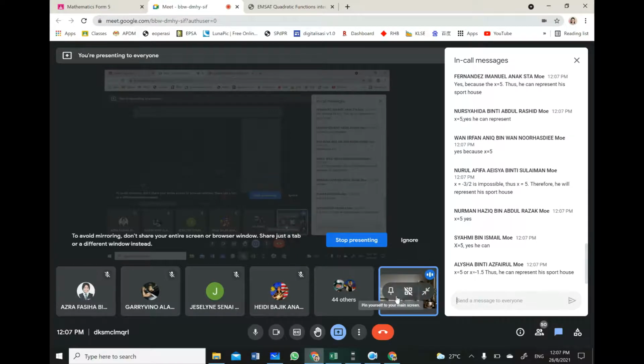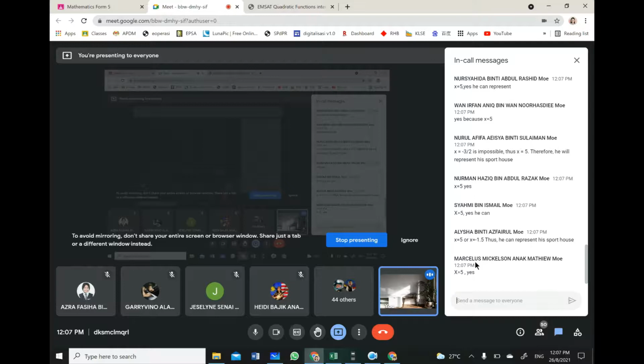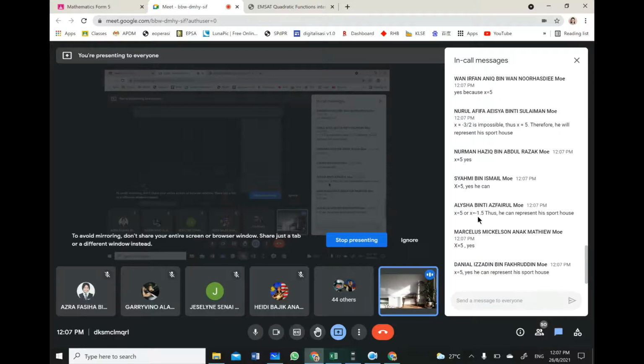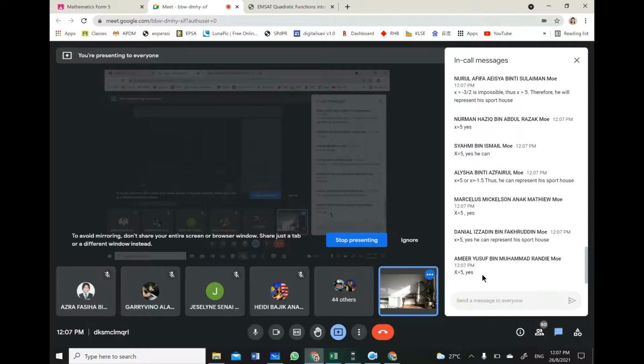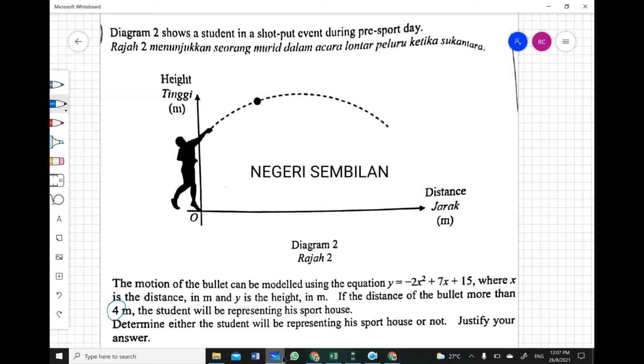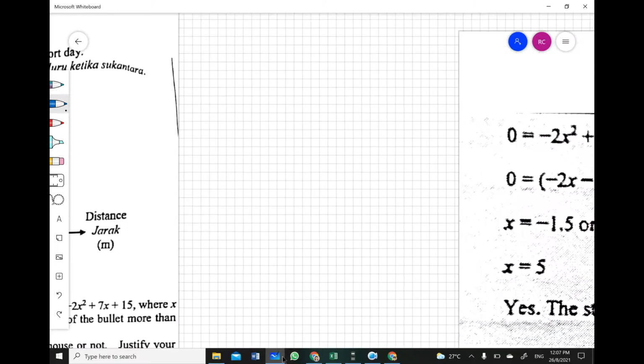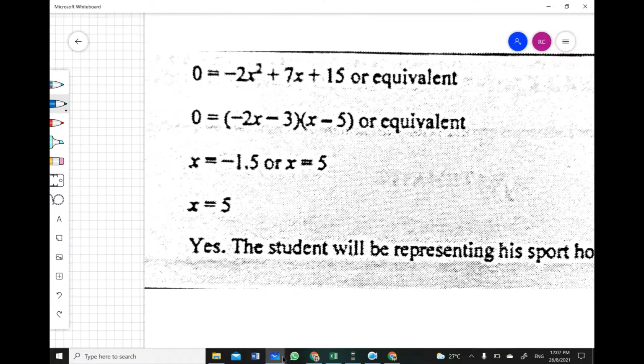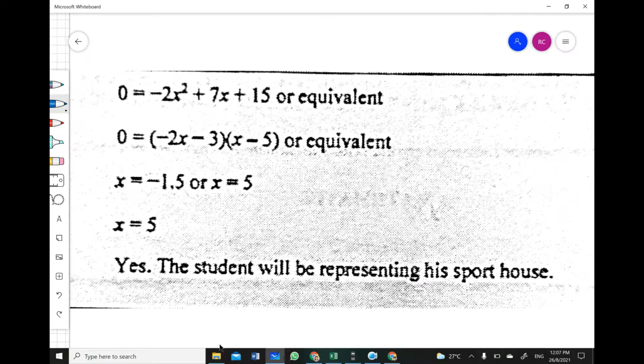I'm sure you already know how to get it already. So Alicia have negative 1.5. Okay. So I think you all got it right. So the working is like this, for those who don't know how to do it. Solve it, make it equal to 0. Negative 2x squared plus 7x plus 15. So factorize it. This one is another factorization. So after that, you will get the value of negative 1.5 or x equal to 5.